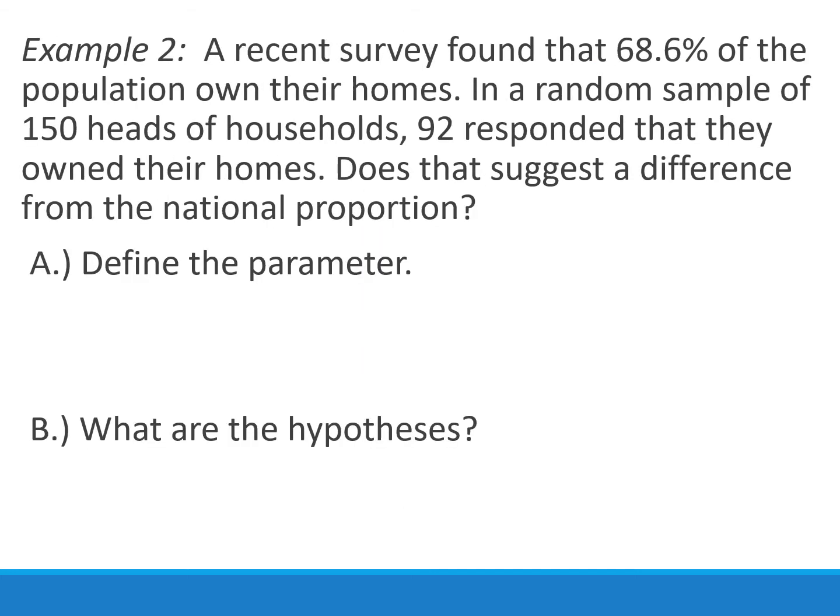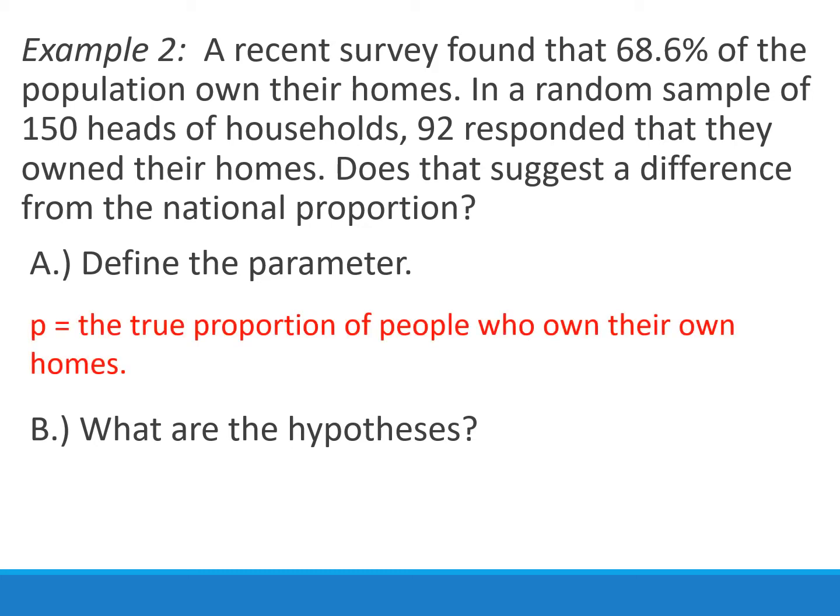Example 2, we have a survey that says 68.6% of the population owns their homes. We have a sample where 92 out of 150 people said, yes, I own my home. Does this suggest a difference from the national proportion? So our parameter, p equals the true proportion of people who own their home. The key phrase in this problem is difference. So we want to see, is it equal to 68.6%? That's the null hypothesis. Or is it different from that? In other words, is it not equal to 68.6%?